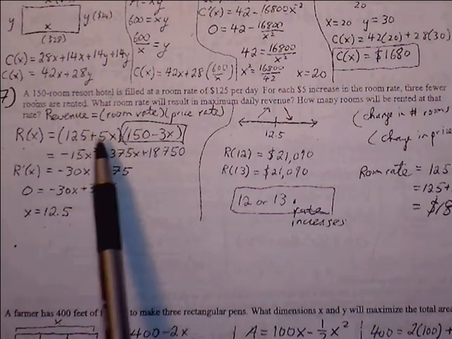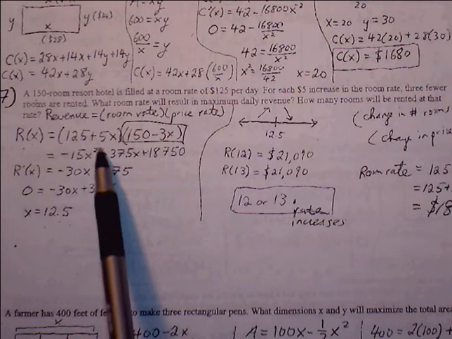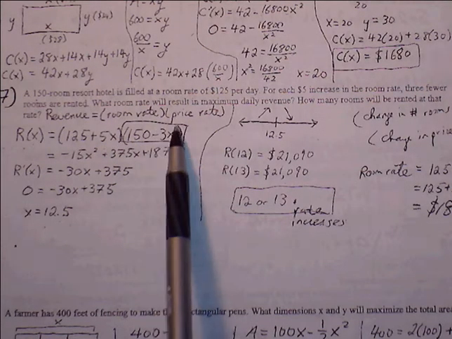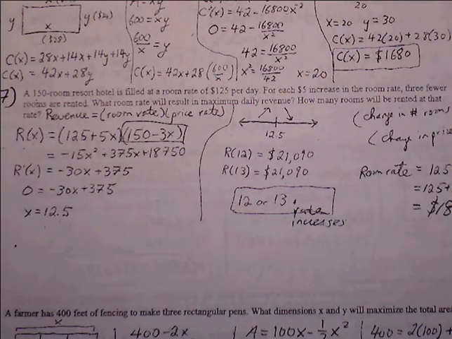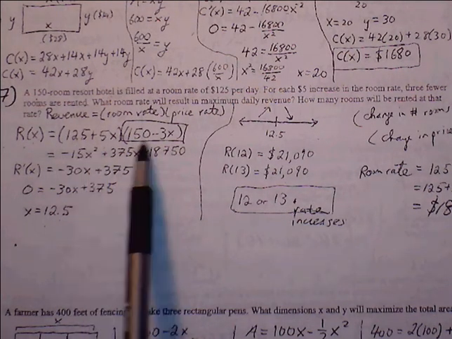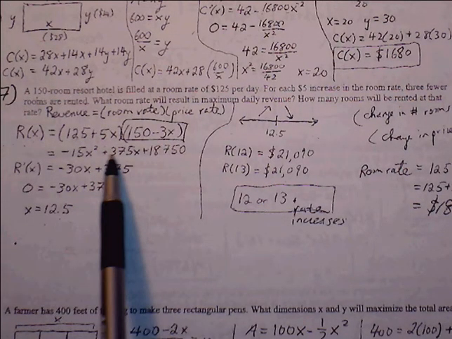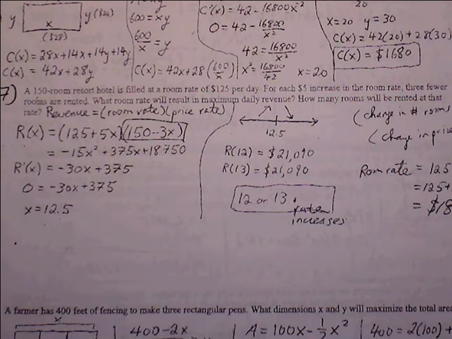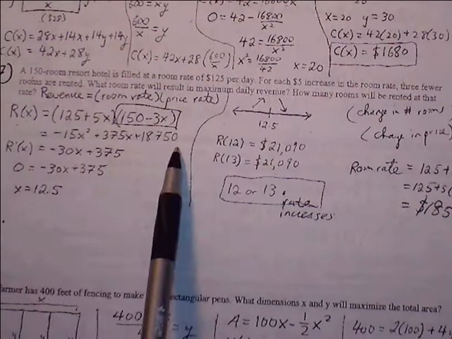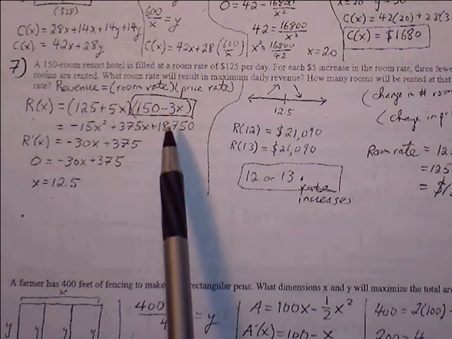So here's our formula here. For each $5 increase, there's going to be a loss of 3 rooms rented. Okay, so now it's just a matter of expanding everything through and then trying to get our equation set up and ready for power rule. So distribute everything through. We get negative 15x squared plus 375x plus 18,750. So here's our equation, which is set up and ready to go for the derivative, going through power rule.